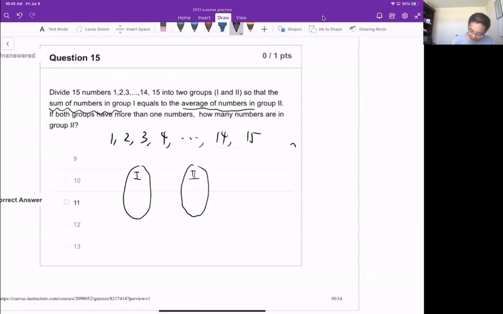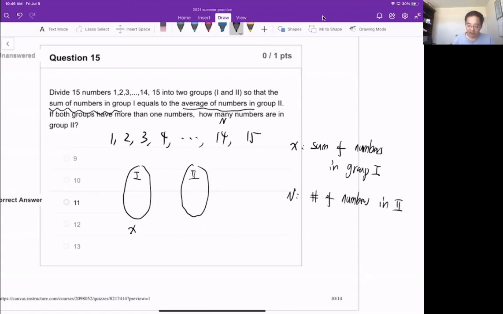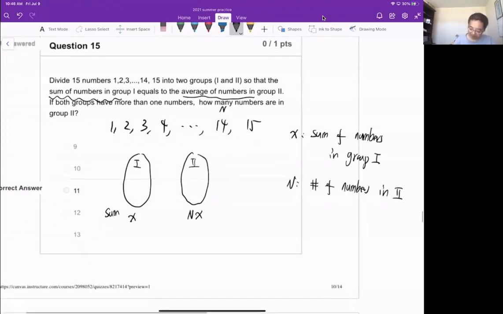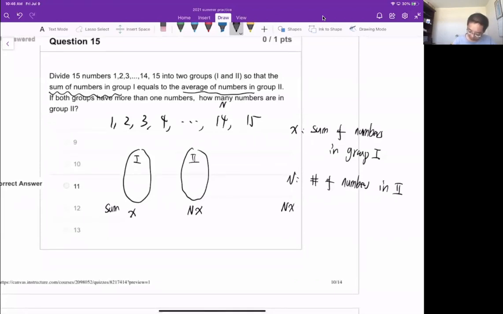Okay, let's do some algebra. Let X be the sum of numbers in group 1. Okay, so that's X, and N is the number of numbers in group 2. Okay, so that's what we are looking for. So N is the number of numbers in group 2. And because we know that X is the average, this is the sum, and this sum will just be N times X, because X is the average of the numbers in group 2. So N times X will be the sum of numbers in group 2.